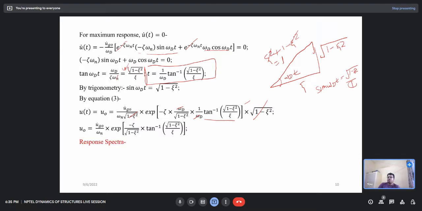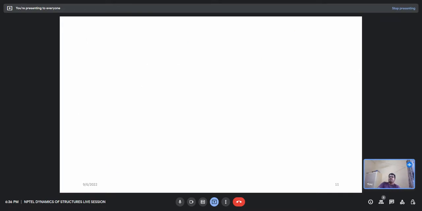So for the response spectra, what is my d? Whatever the u naught is, my d is the same. For the response spectra at different time periods, I can calculate omega n, which is equal to 2 pi by Tn. So Tn goes up in the numerator and the 2 pi in the denominator. And then after getting the d, I can get the v as 2 pi divided by Tn times d, this is the omega n. And what is my acceleration? That is omega n square times d.